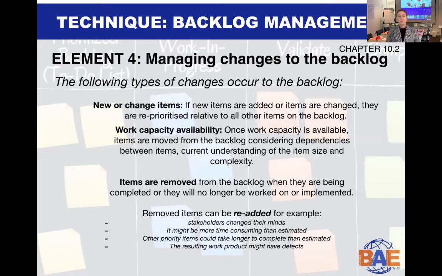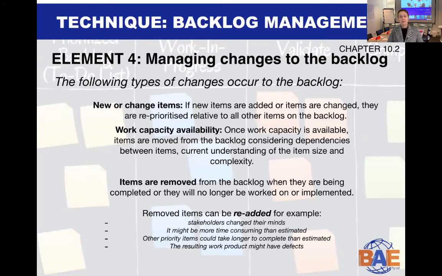So once work capacity is available, items are moved from the backlog considering dependencies between items, the current understanding of the item size, and the complexity. So that's another type of change to the backlog. And then finally, we've got, when do we actually remove items from the backlog? So there's two situations when things get removed. Firstly, it's when they're being worked on. So when they are basically being delivered, they are moved out of the backlog into the delivery stream.